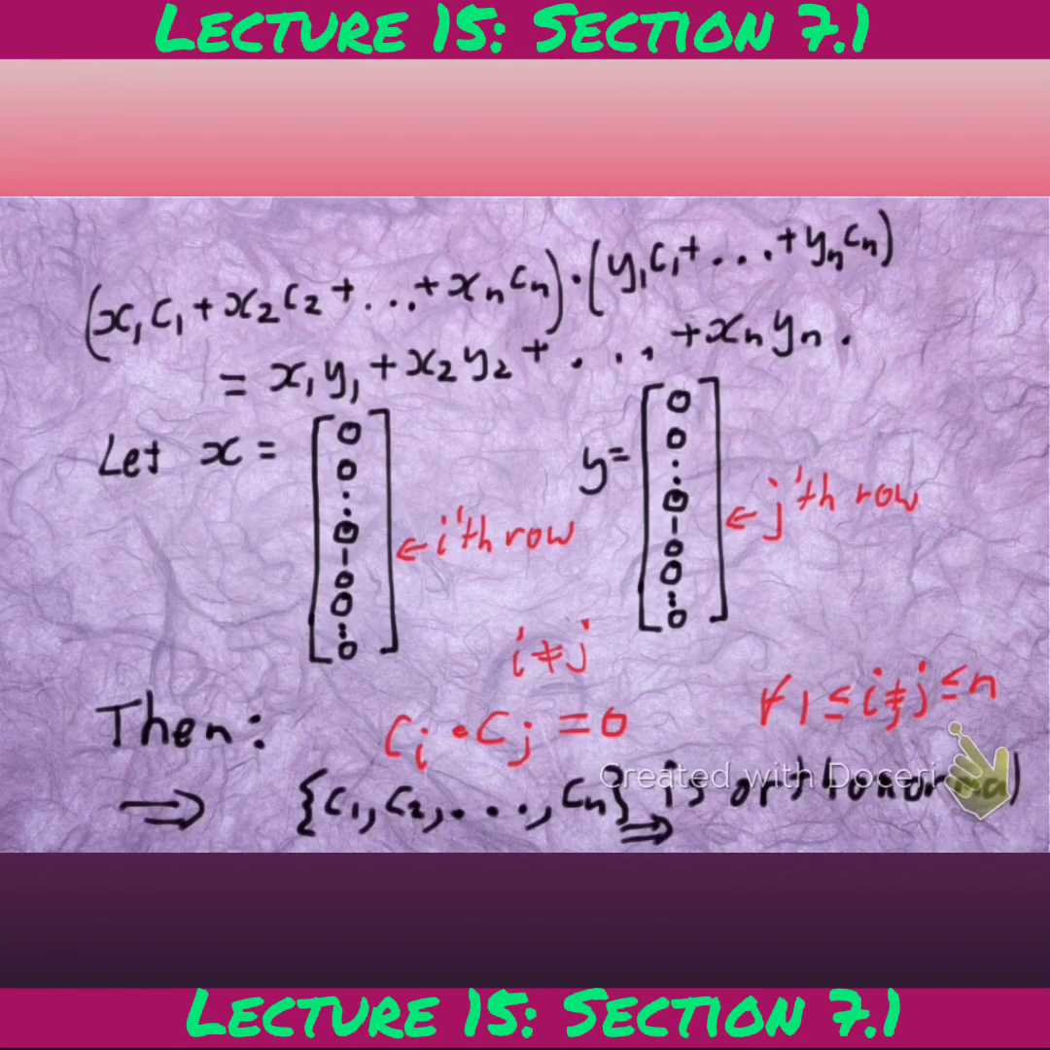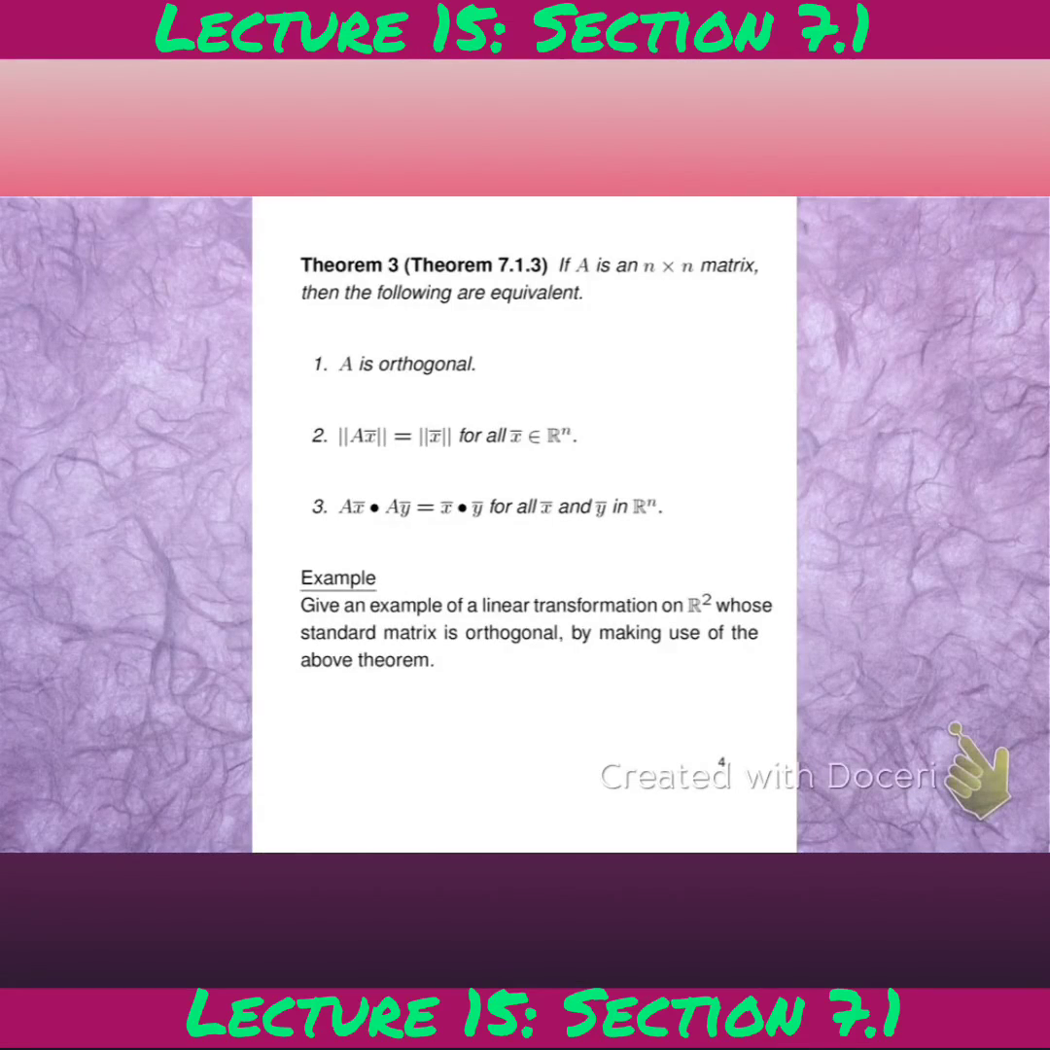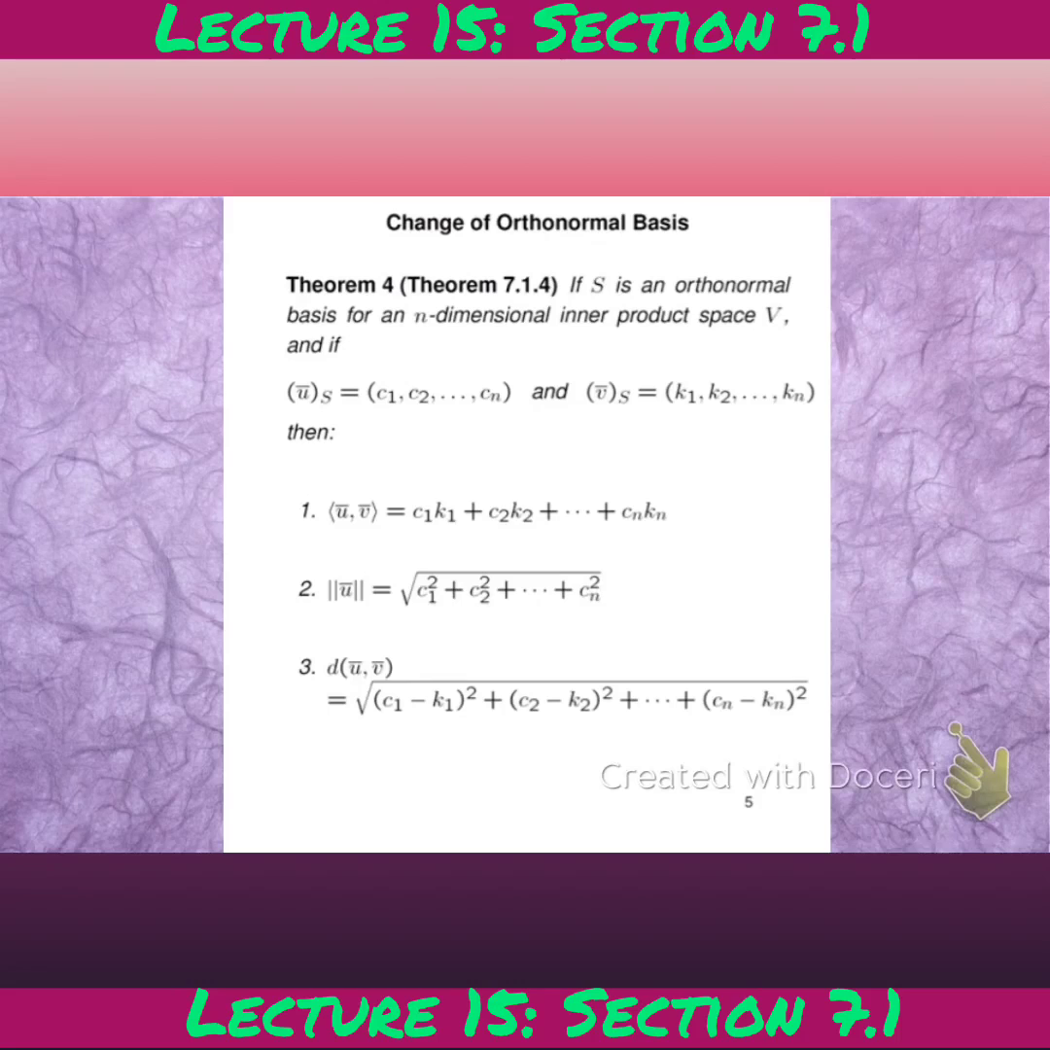And that's going to imply that A, by the previous theorem, is orthogonal. All right, the following example I'll leave for you guys as an exercise. Give an example of a linear transformation on R2 whose standard matrix is orthogonal by making use of the above theorem. Then we just have this little thing on the change of an orthonormal basis.